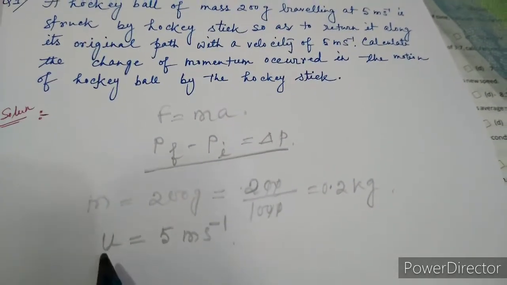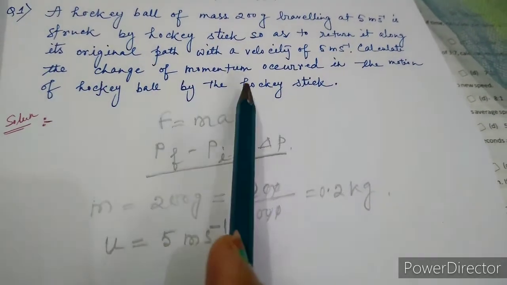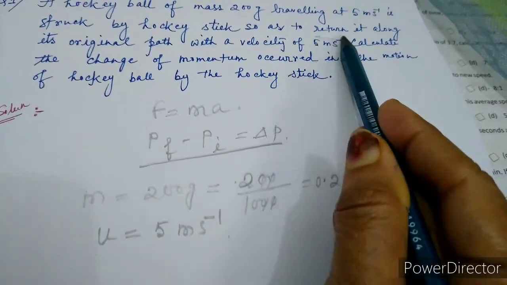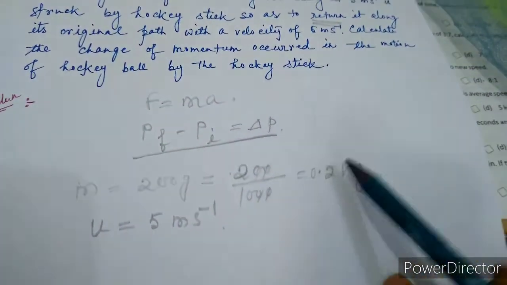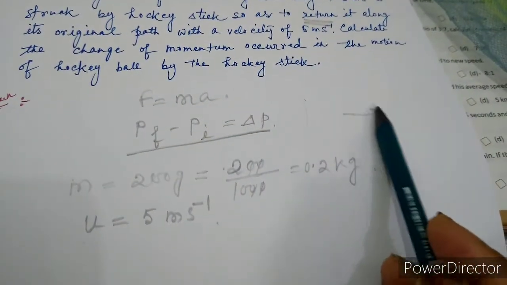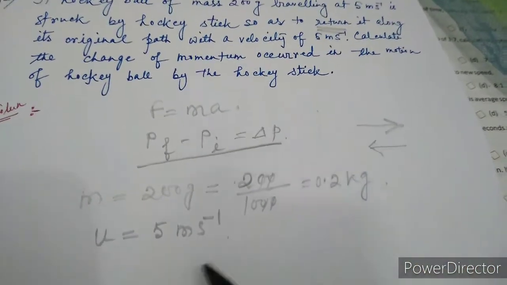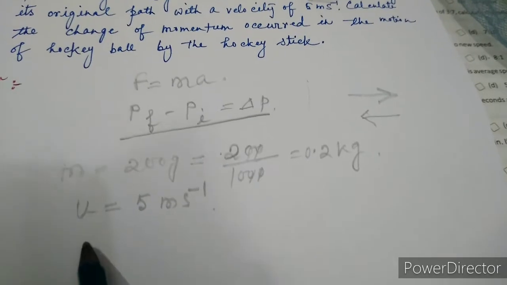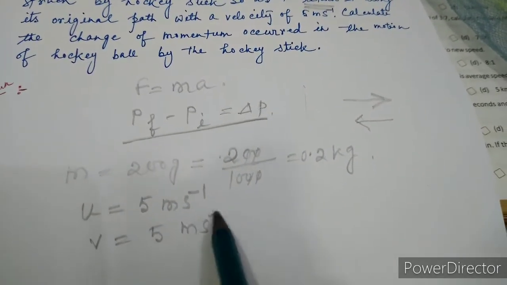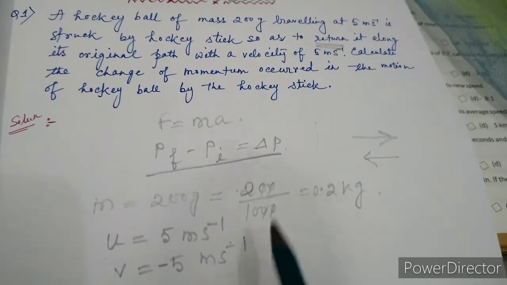Okay, and again, so as to return it to the original path with a velocity of 5 meter per second. That means here the question is what? It is returned. Return means it is coming in the same path, but initially it was going in this way and after that it is returning. That means v is equal to how much? V you can write down 5 meter per second, but the difference is that it is coming in the opposite direction, so minus sign.